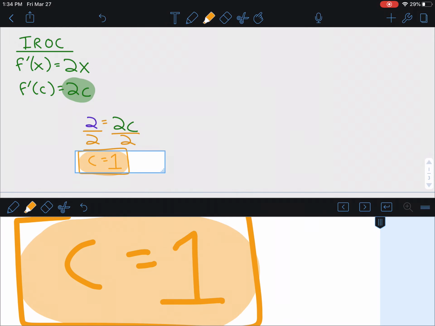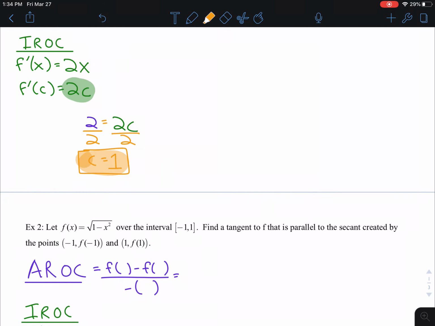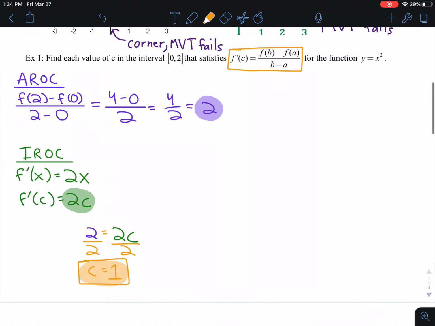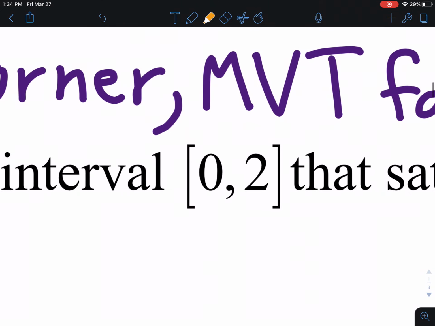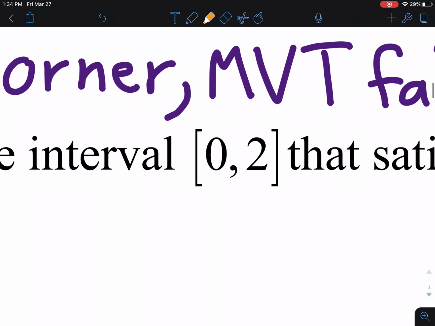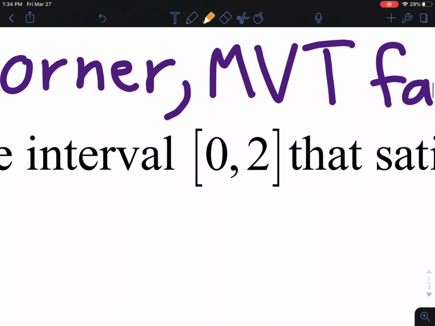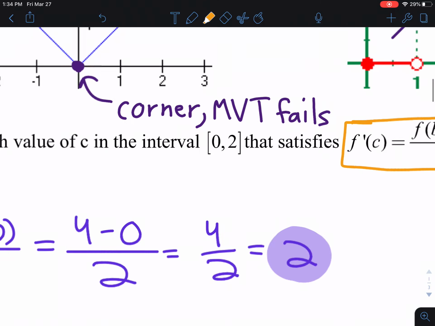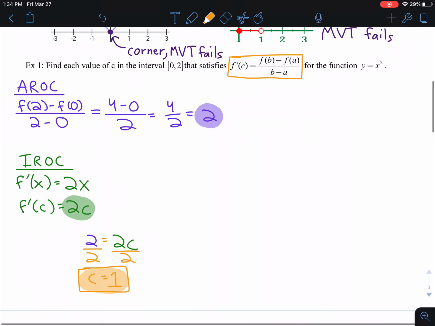Now this is my final answer, but you do want to make sure that whatever c value or c values, if you get multiple answers, fall within the given interval. Anything that's an endpoint of this interval would not be counted as an answer. Anything that's outside the interval would not be counted as an answer. C is equal to 1. That is my only answer here, the only x coordinate that is going to satisfy the mean value theorem.